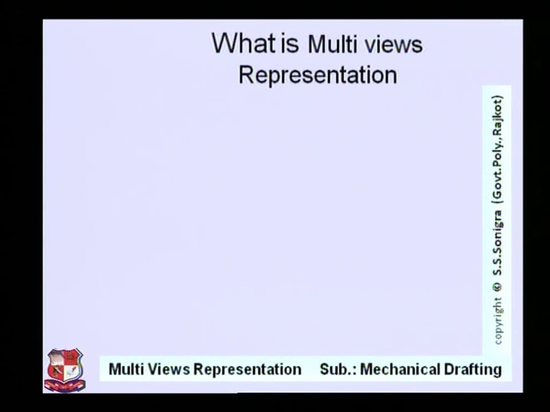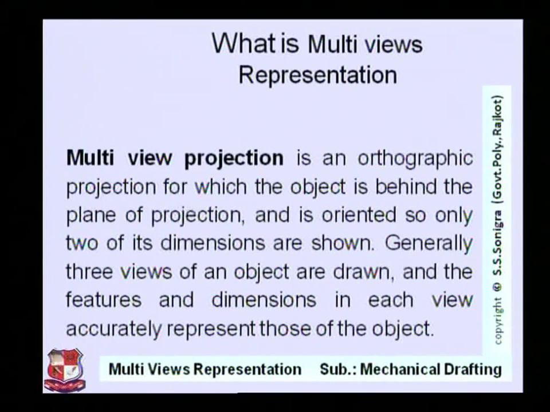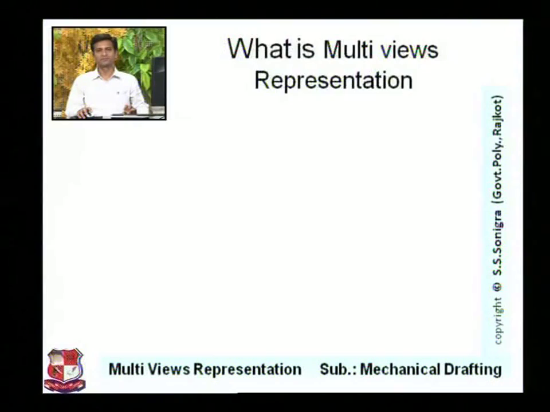What is multi-views representation? Multi-view projection is an orthographic projection for which the object is behind the plane of projection and is oriented so only two of its dimensions are shown. Generally, three views of an object are drawn and the features and dimensions in each view accurately represent those of the object. So that is multi-view representation.